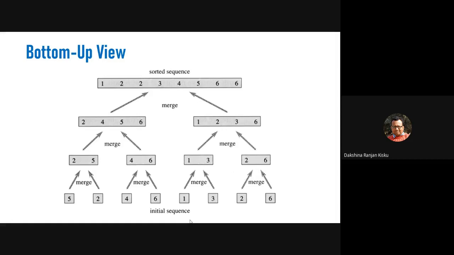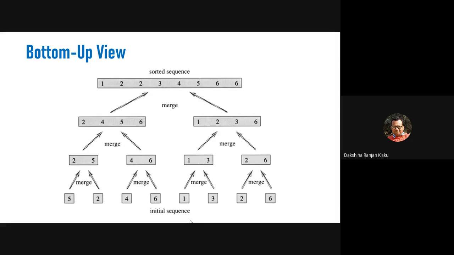When 4 and 6 are merged, we obtain a sorted subarray in which the 4 and 6 elements will be there. Similarly we apply the merge operation for 1 and 3, and for 2 and 6. After merging we obtain four sorted subarrays: 2 and 5 is one sorted subarray, 4 and 6 is another, 1 and 3 is another, 2 and 6 is another. So in the next step we have four sorted subarrays.